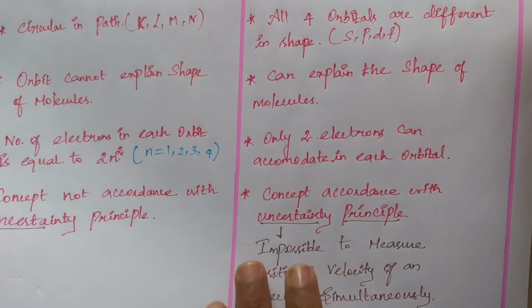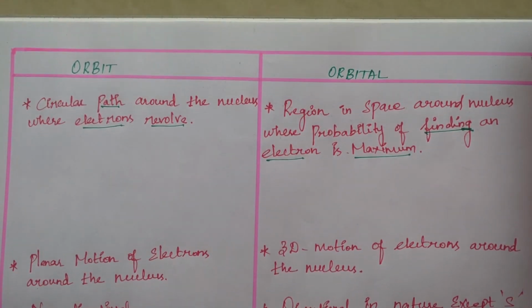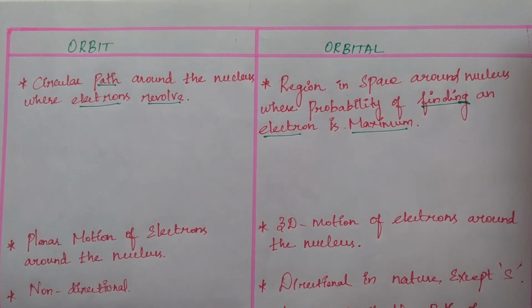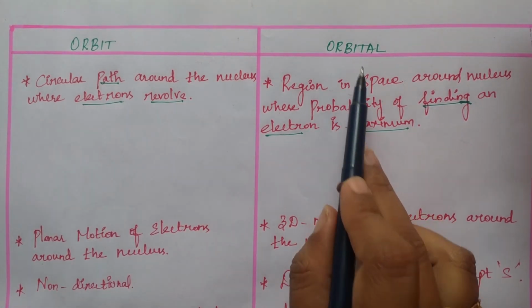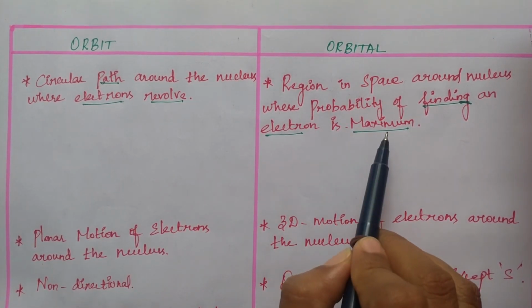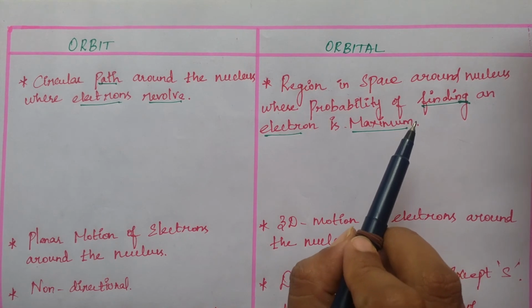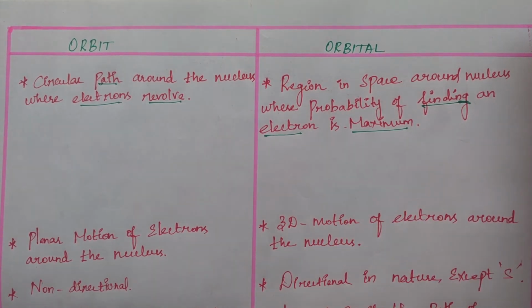So these are the differences between orbit and orbital. What are the points you have to remember? An orbit is a circular path around the nucleus. But an orbital means the probability of finding an electron is maximum, that is, where the electrons are maximum in that orbital.